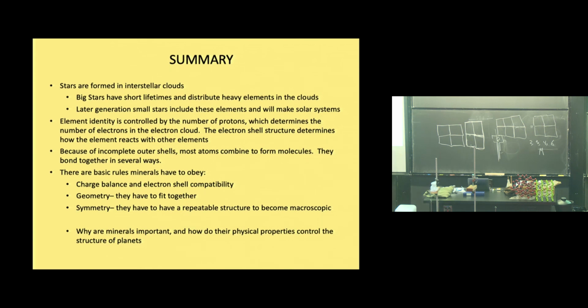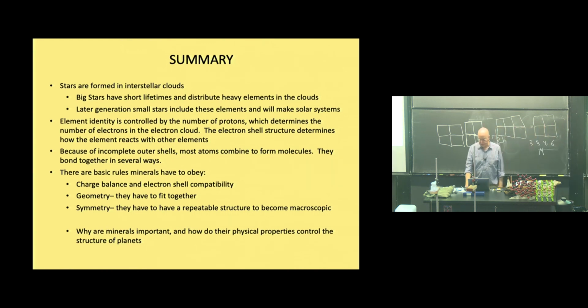And because most outer shells are incomplete, most atoms combine to form molecules, and they bond together in several different ways. But they have to follow certain rules. They have to have electron shell compatibility, and they have to be charge balanced. They have to fit together in terms of size, and they have to make symmetrical elements that can make macroscopic objects. And when you satisfy all those things, you make the minerals. And the minerals then become essential for what comes next, because they are going to be the materials that make up all the planets and ultimately are there to be able to support the creation of life.